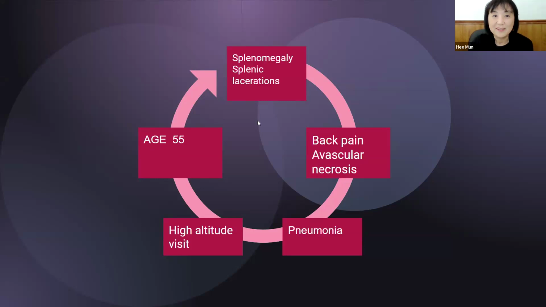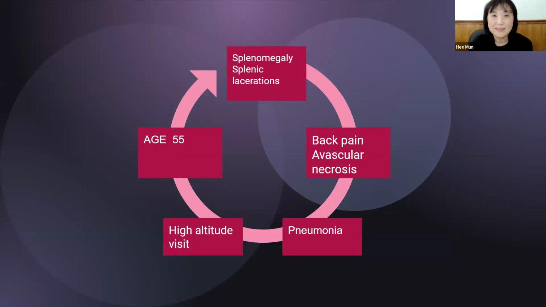And the third and last case, age 55: splenomegaly, splenic laceration, back pain, avascular necrosis, pneumonia, and also a high altitude visit. What will this be? If you can guess, please write it down in the chat.